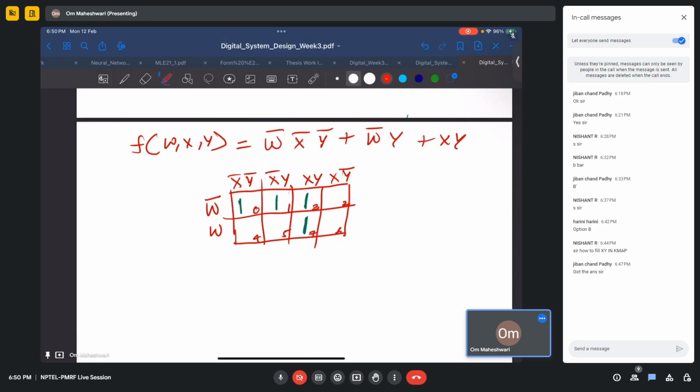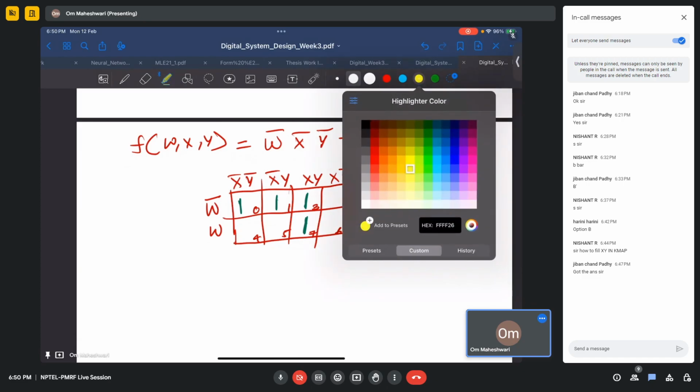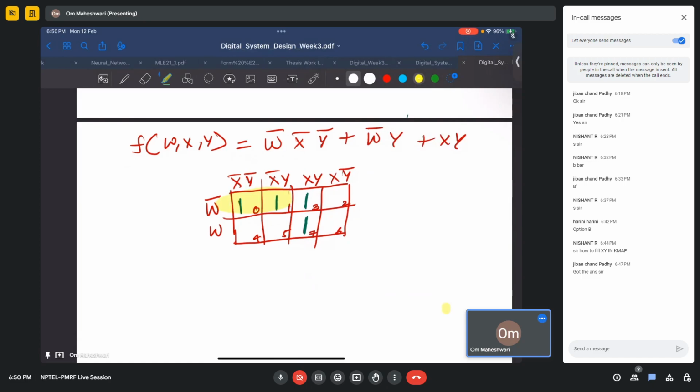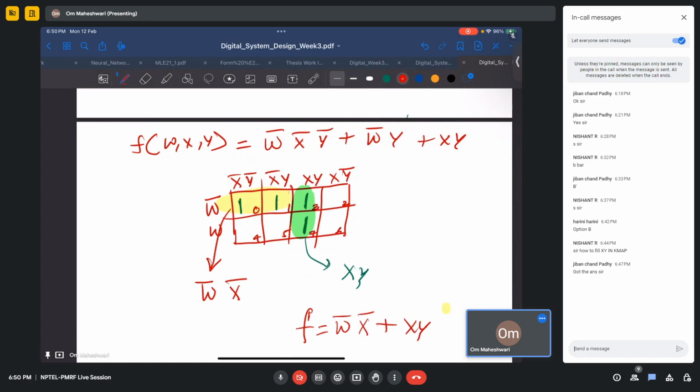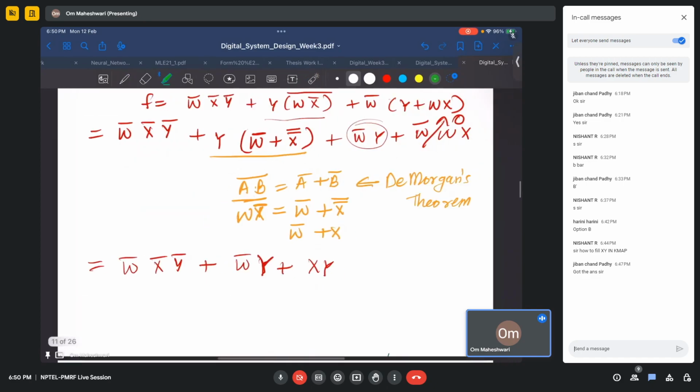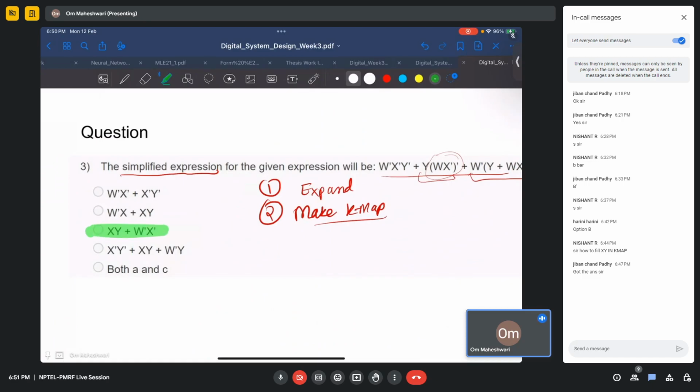Take yellow color. So one is this, other one can be this. So this one is xy, this one is w bar x bar. So the answer is w bar x bar plus xy.